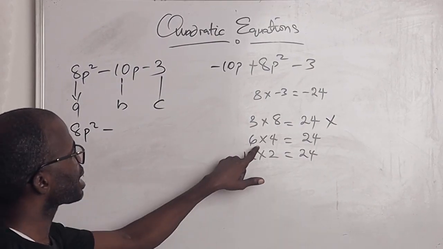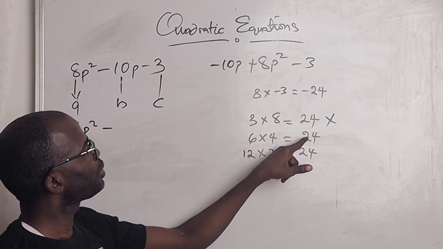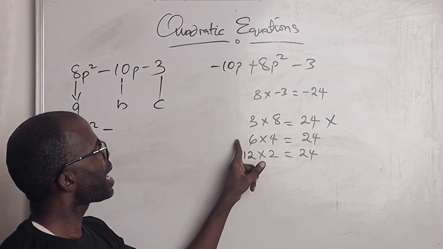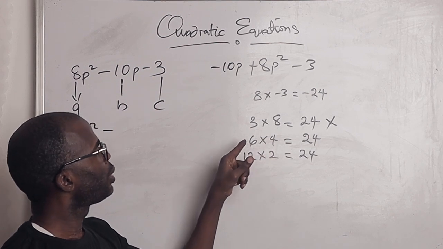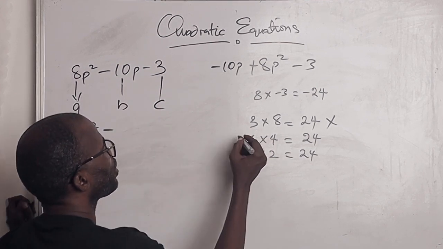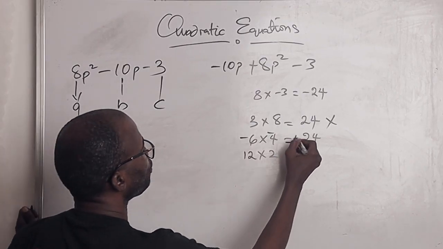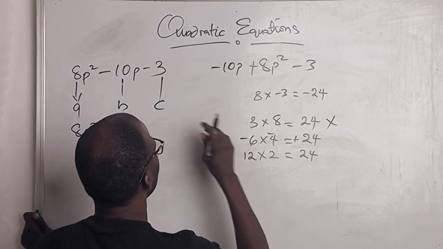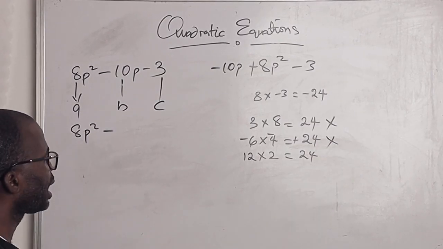Now 6 times 4. 6 times 4 will give you 24. But if you say minus 6 and minus 4, you add them together, they will give you minus 10. But when you multiply minus 6 and minus 4, it will give you a positive figure of 24, which is different from this. So this is out.